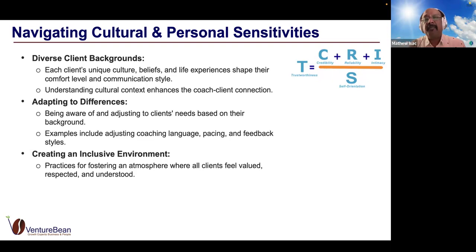Do you think it impacts self-orientation as well? Because you're making it about them. We are adjusting to them. Exactly, it decreases. So you're demonstrating that it's not about me, it's about you. It's about the style, it's about you. So we are letting them know, as coaches. That's right.